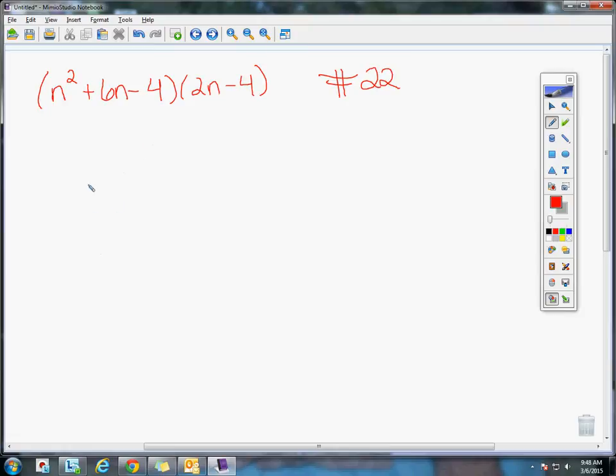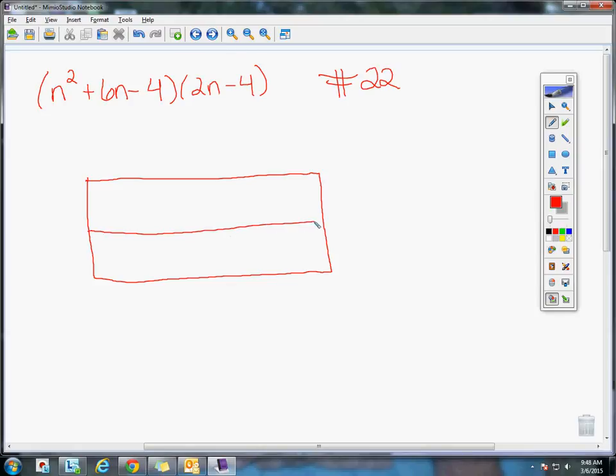Okay, so again, this is problem number 22. So we're going to do our box. It's going to be a little bit longer because we have a trinomial and we're multiplying that by a binomial. So I'm going to cut this one in half, and I'm going to do my trinomial on top. So I'm going to have this one in thirds. So I have n squared plus 6n minus 4, and I have 2n minus 4. Same exact concept, you just got to do a little bit more multiplication.